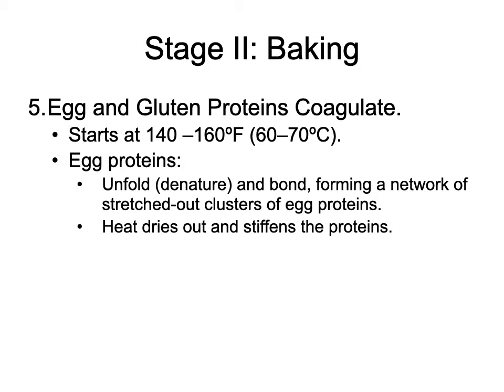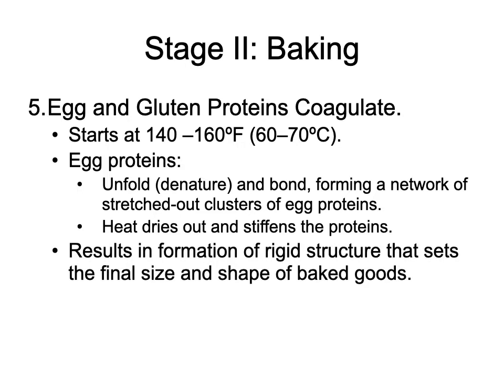So that is an example of an item where eggs really play a primary role. It helps to form that rigid structure that helps to set the final shape and helps the baked product survive after baking and be able to hold up its shape against gravity.